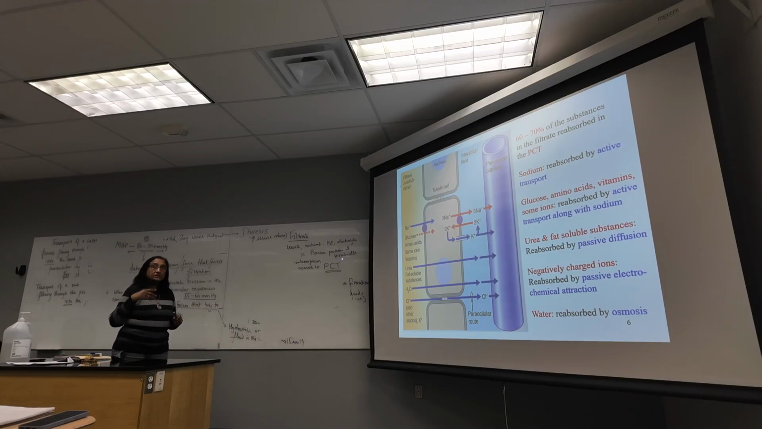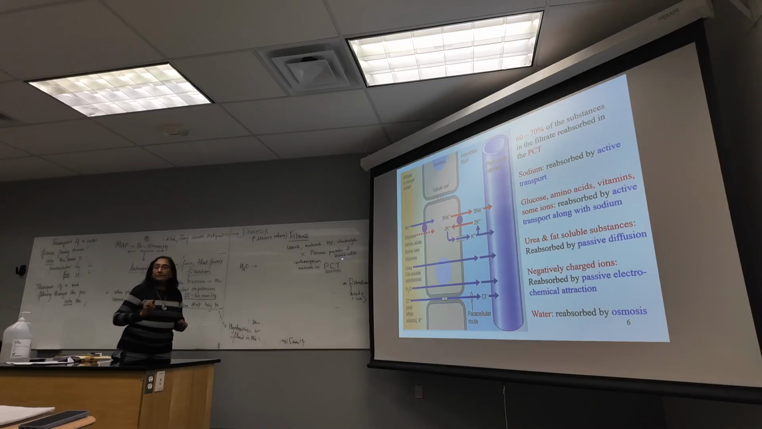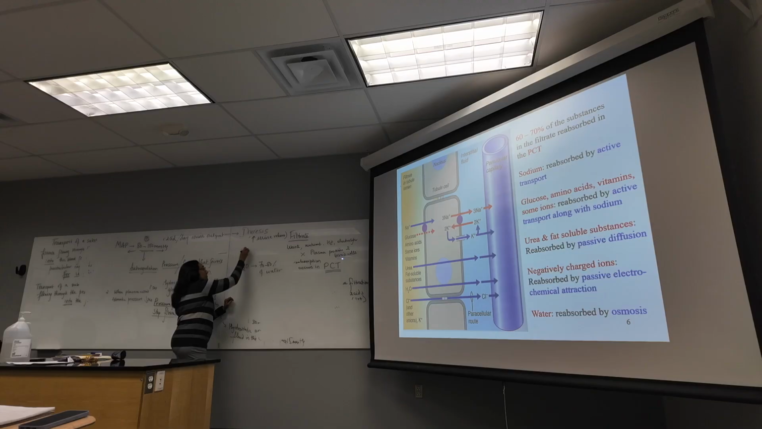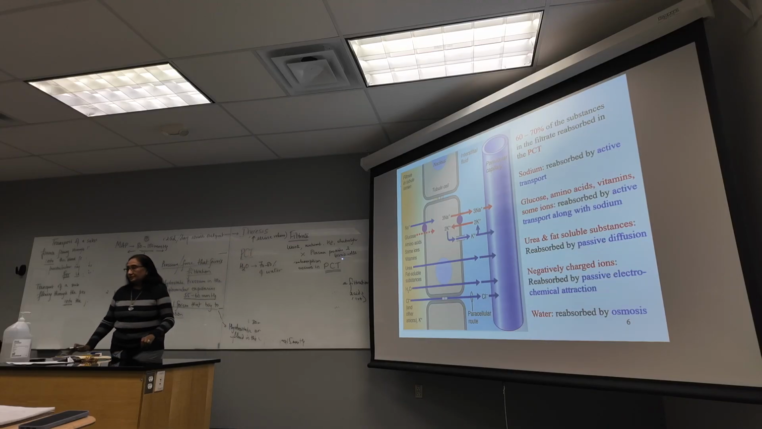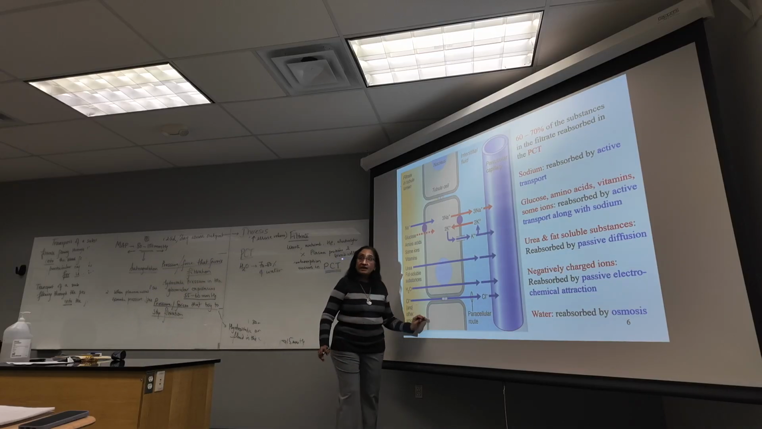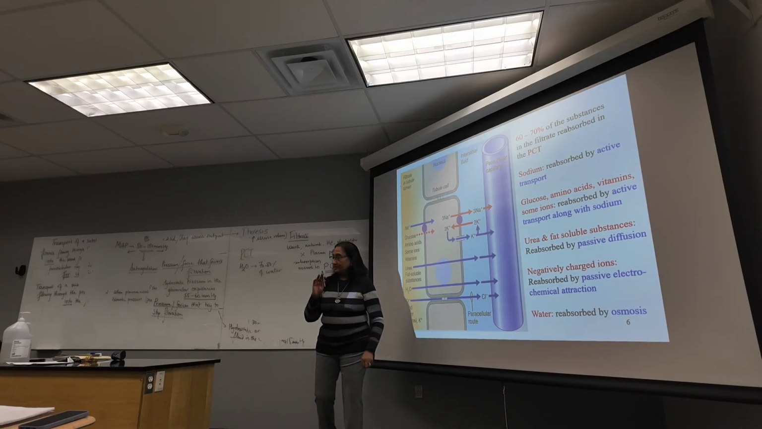So, filtrate has water, nutrients, waste products. Roughly about 70 to 80% of the water, okay? I say 60 there, but it can go up to 80. 70 to 80% of water gets reabsorbed in the proximal convoluted tubule. That means there is still 20% of water left when the filtrate enters the nephron loop. So 70 to 80% reabsorbed.